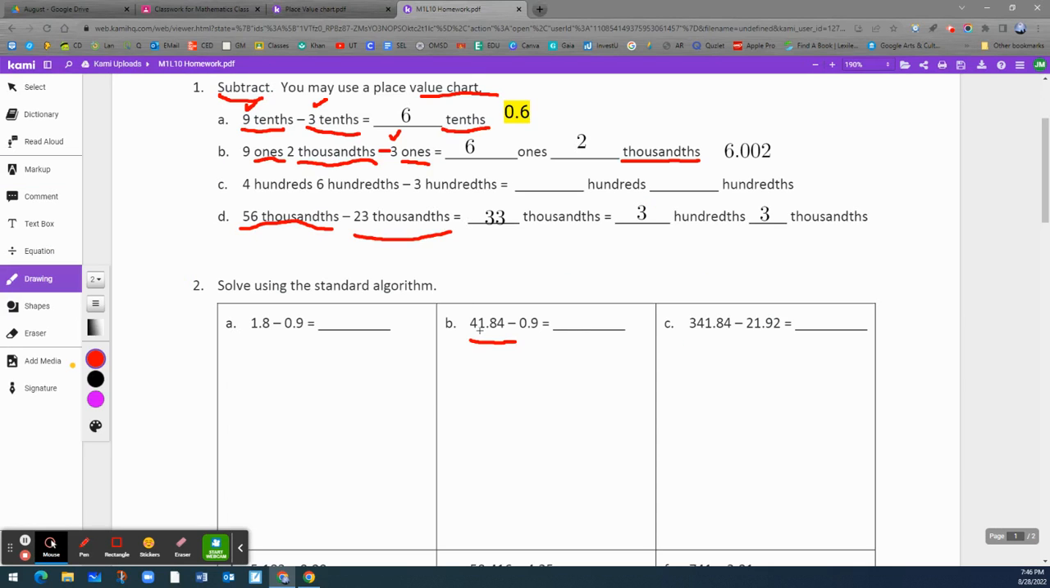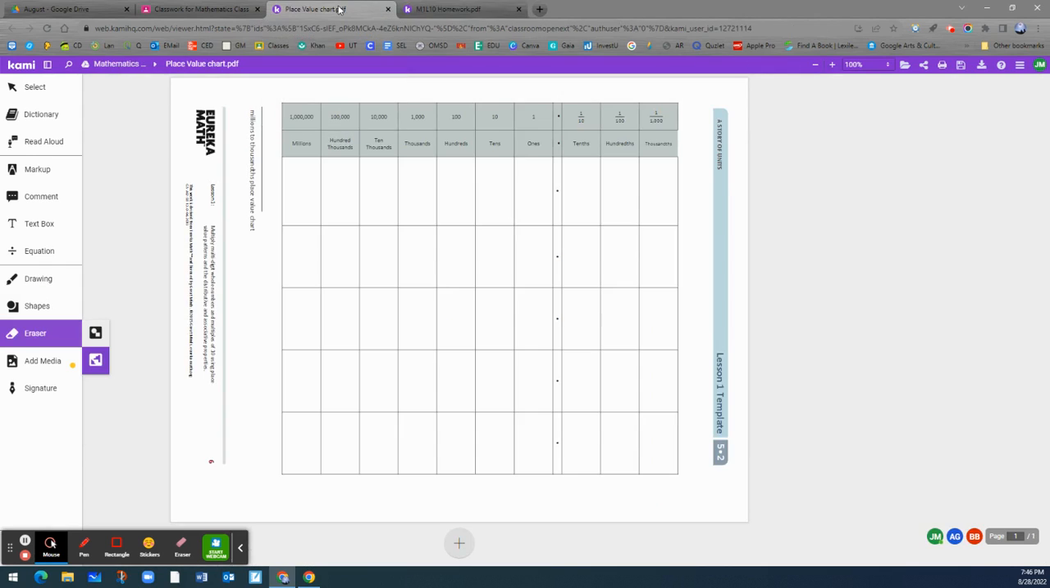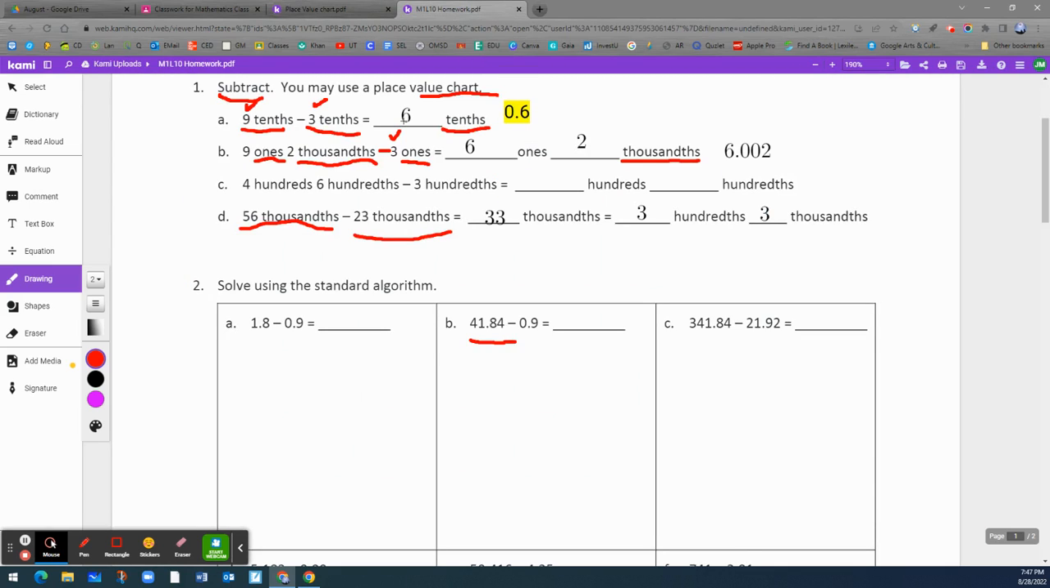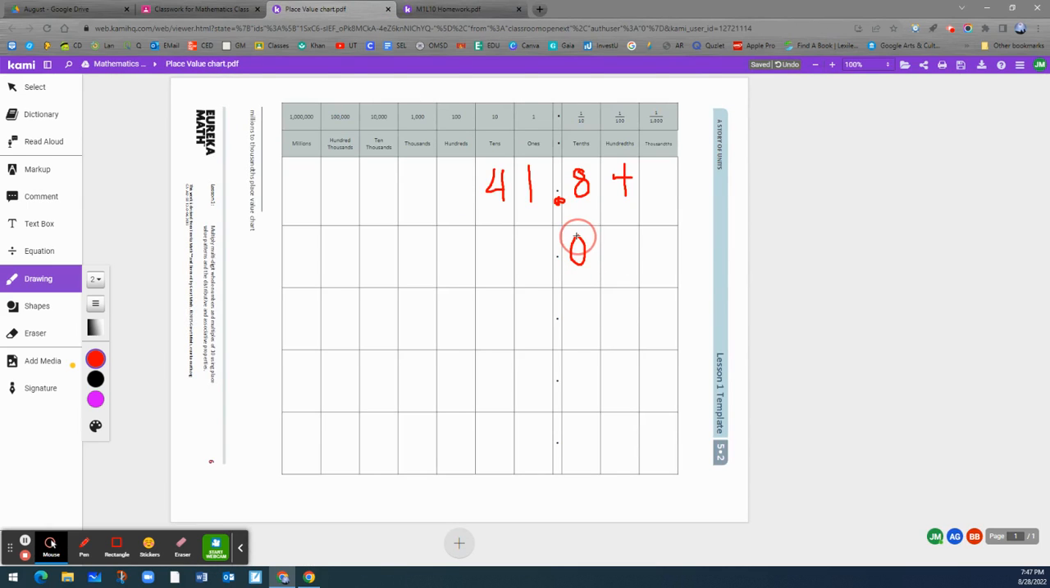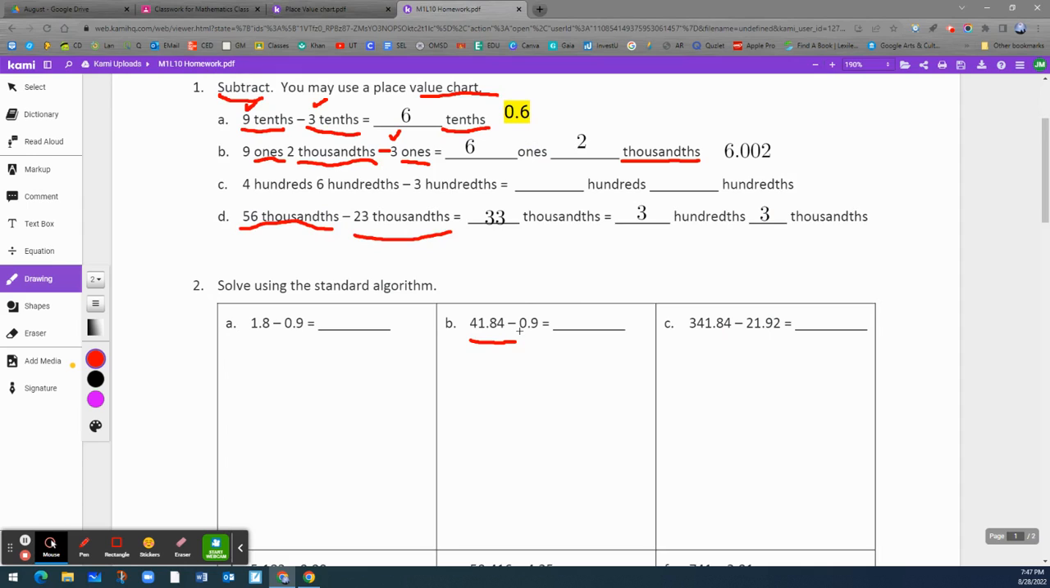We're going to subtract 41 and 84 hundredths minus 9 tenths. So we're going to write that on the place value chart. 41, correct? And that will be 84 hundredths. I'm going to write that under the hundredths, and we're going to identify the decimal point right here. Minus 9 tenths. I believe this is 9 tenths right here, 9 tenths.